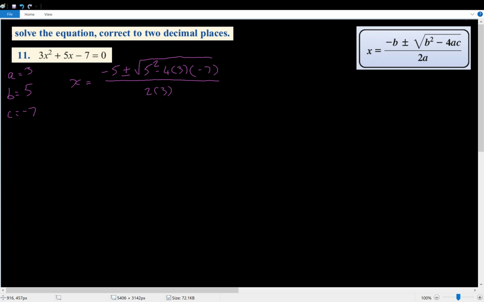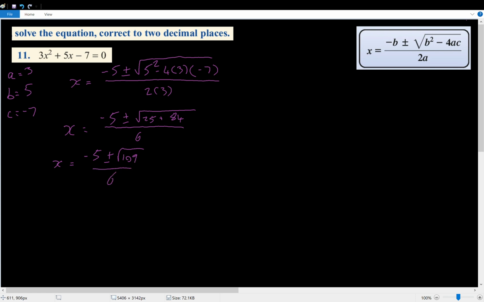Now at this point you could technically just stick this straight into a calculator, but it's always best to work it out a few steps down just to make sure that there are no mistakes when you're inputting into a calculator. So if we tidy up under the square root to start with, we'll get minus 5 plus or minus the square root of, and 5 squared is 25, and minus 4 times 3 times minus 7 is plus 84, and that's all going to be over 6, which means we get x is equal to minus 5 plus or minus the square root of 109 all over 6.